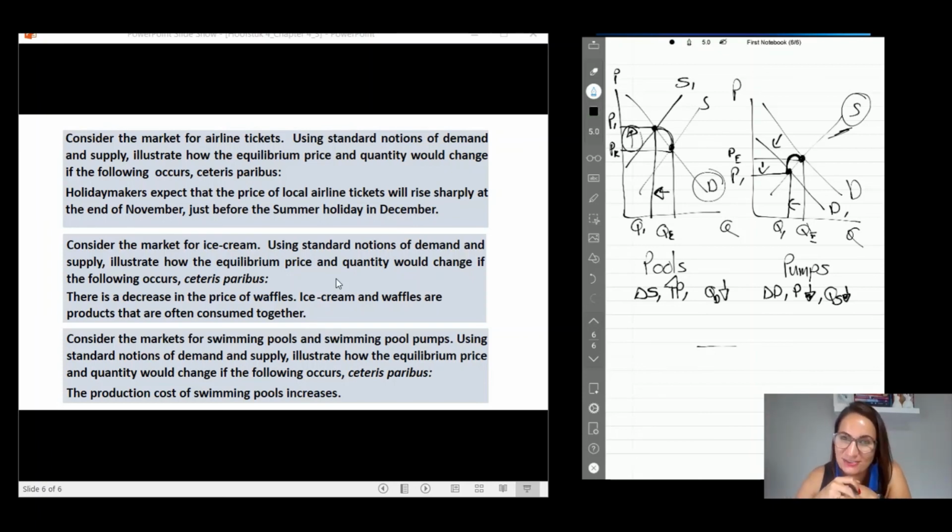In the next video, there are more graphs with regards to demand and supply.